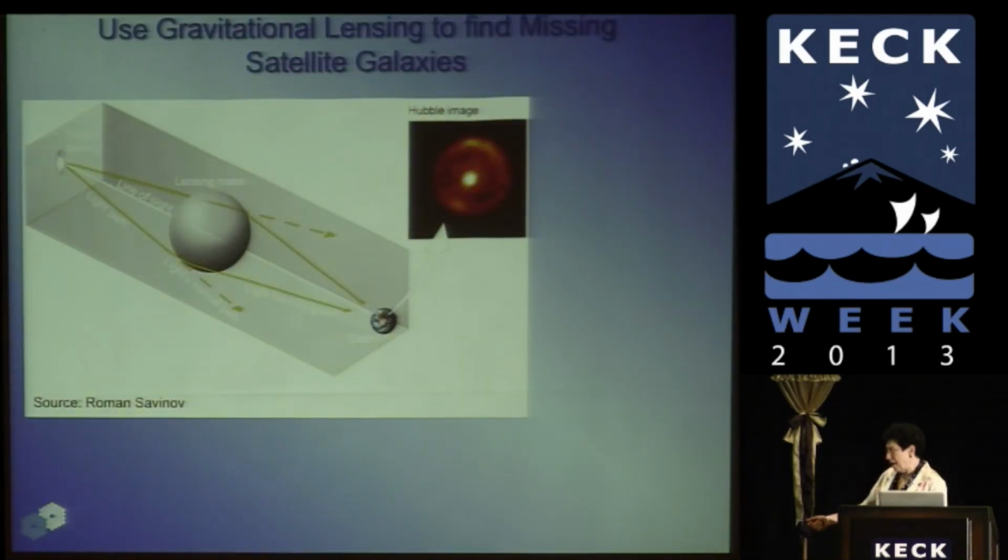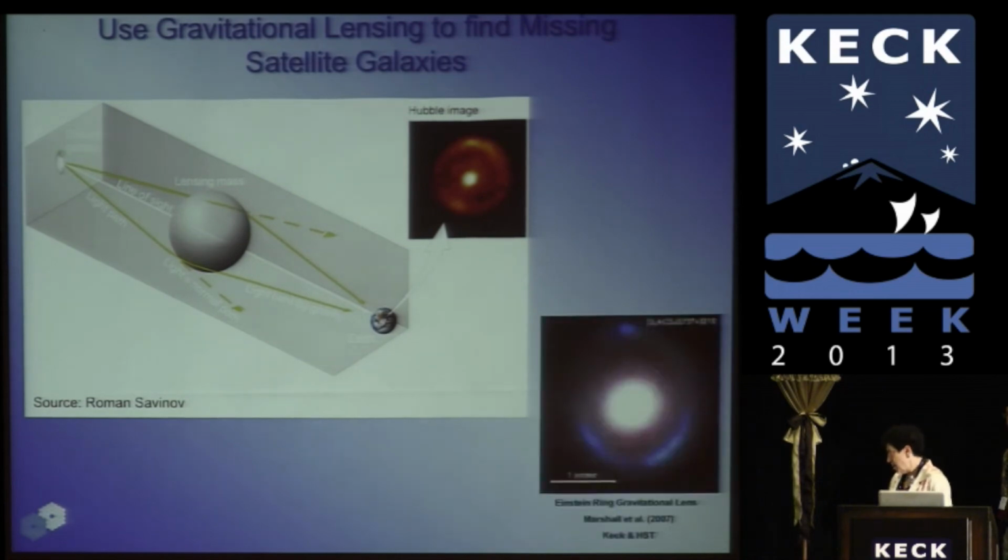So here's the distant galaxy we want to look at. Here's a massive galaxy that happens to line up with the distant galaxy, maybe partway between the distant galaxy and us on Earth. And because gravity tends to bend light, the distant galaxy is seen as a ring, an Einstein ring, around the intermediate galaxy.